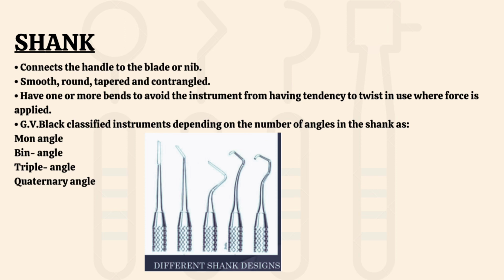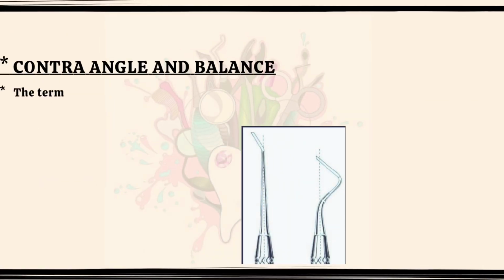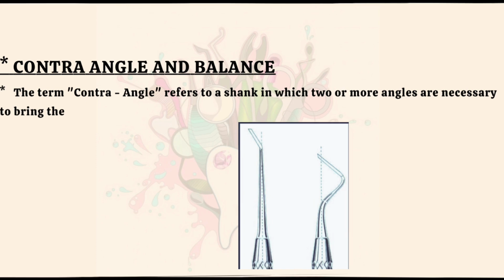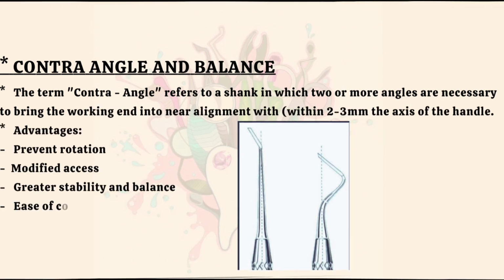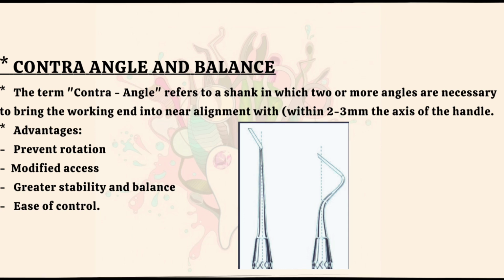G.V. Black classified instruments depending on the number of angles in the shank as mono-angle, bin-angle, triple-angle, quaternary angle, contra-angle, and balance. The term contra-angle refers to a shank in which 2 or more angles are necessary to bring the working end into near alignment, within 2-3 mm, with the axis of the handle. Advantages: prevent rotation, modified access, greater stability and balance, ease of control.